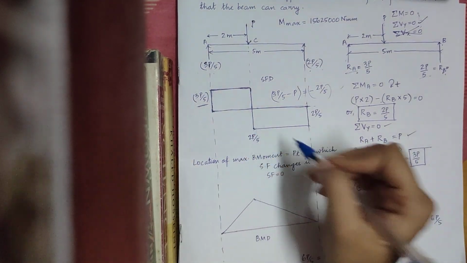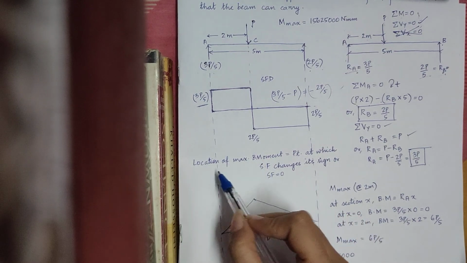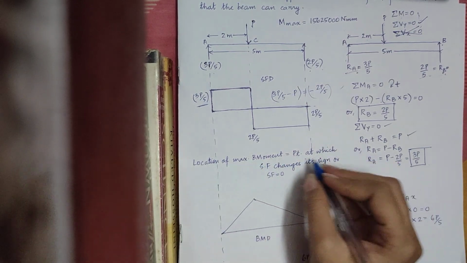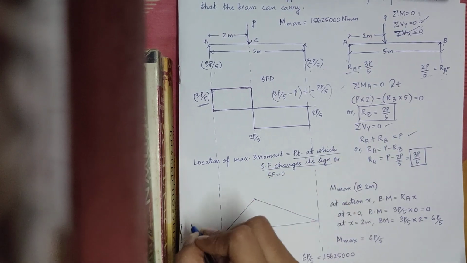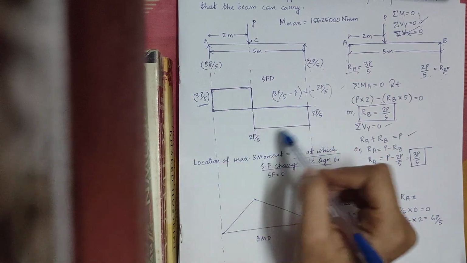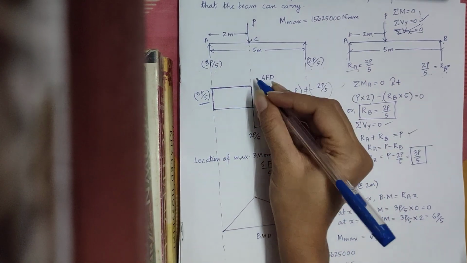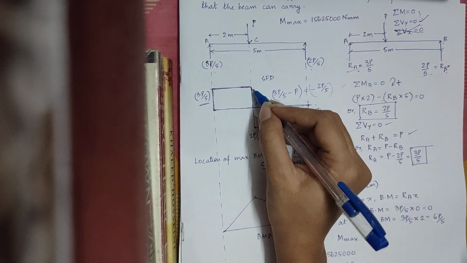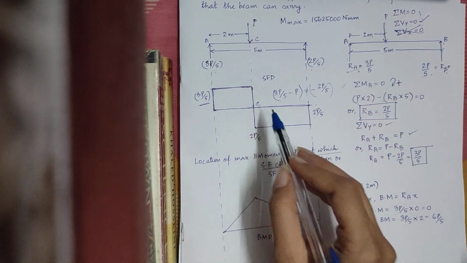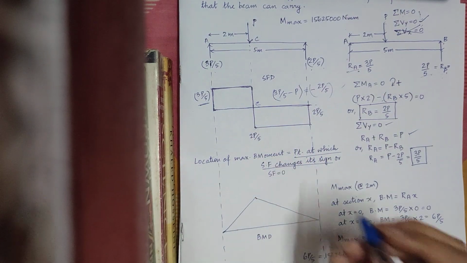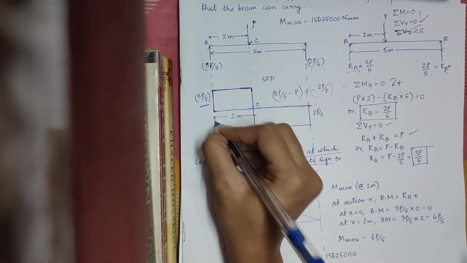Now see, what will be my location of maximum bending moment? The location of maximum bending moment is going to be the point at which the shear force is changing its sign. So at which location does the shear force change its sign? In this section, the shear force is changing from positive to negative. So this is going to be the point where maximum bending moment will occur, which is at a distance of 2 meter from the left support.